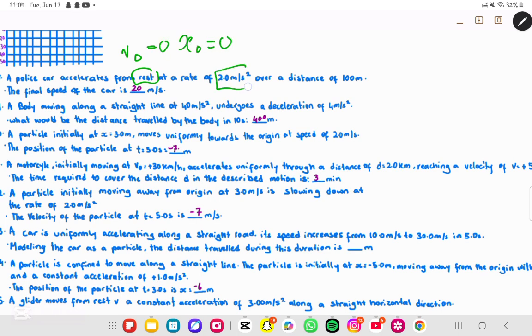Now, a police car accelerates from rest, meaning that V initial equals 0, x initial equals 0, at a rate of 2 meters per second squared. This is acceleration over a distance of 100 meters. Okay, the final speed of the car. So they want to find what? V final. So we have the displacement, the acceleration, and V initial.